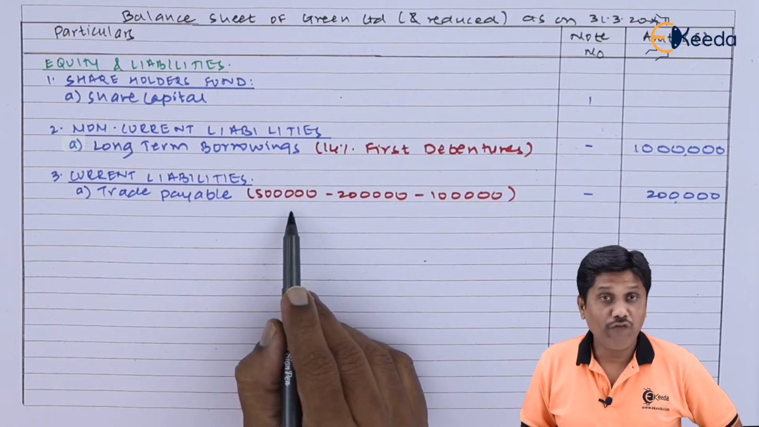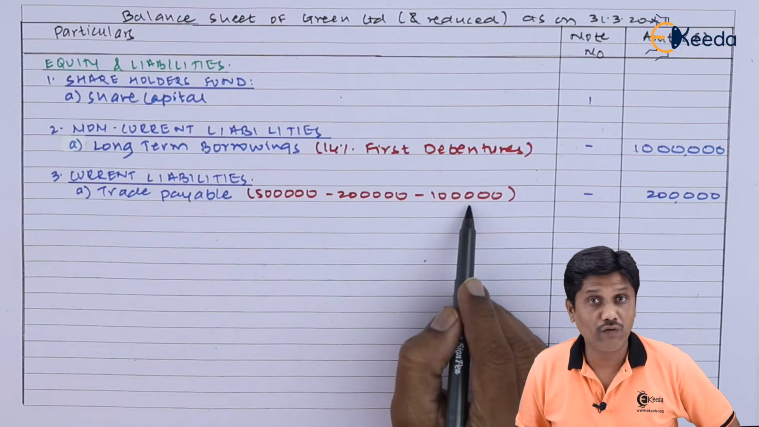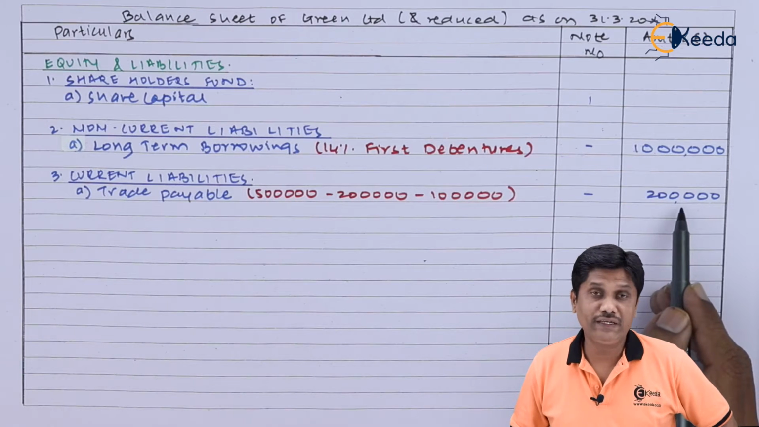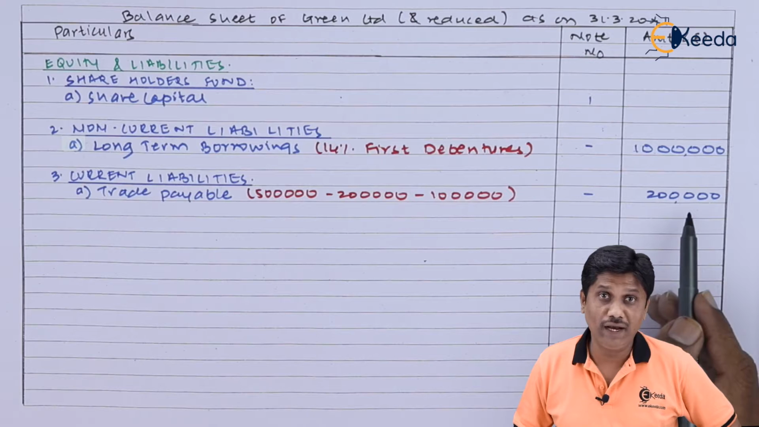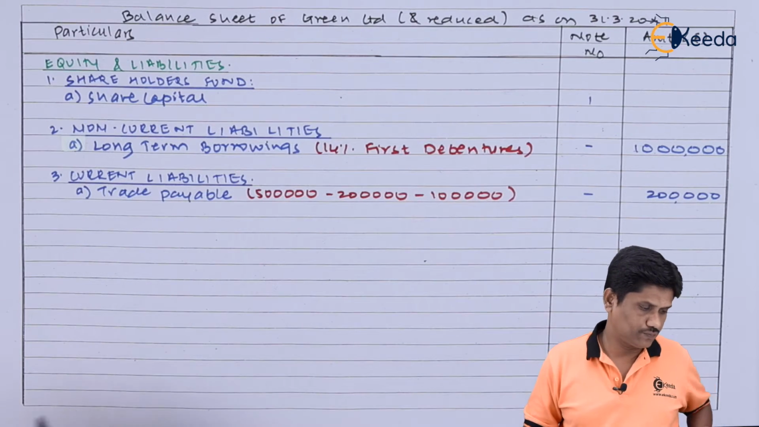Friends, out of 5 lakhs, 2 lakhs were held by X, which is cancelled. 1 lakh was due to Mr. Y, that is also cancelled. So your remaining trade payables will be 2 lakhs in your balance sheet. Thereafter, I have to write the total of the balance sheet.